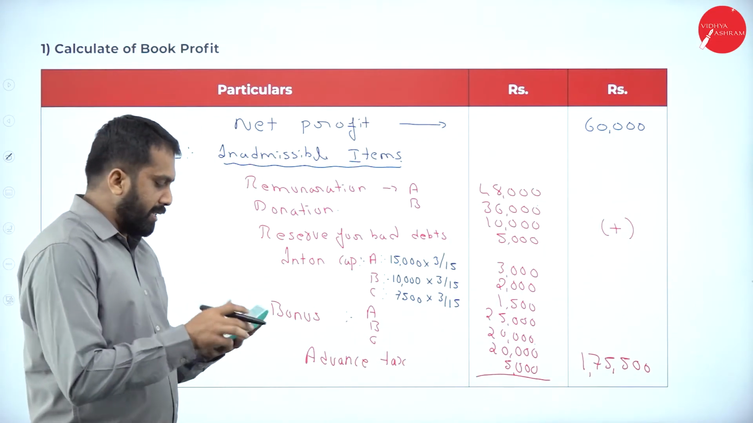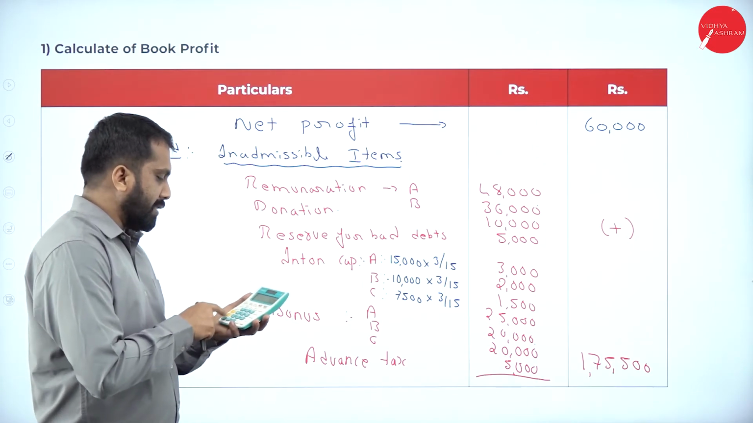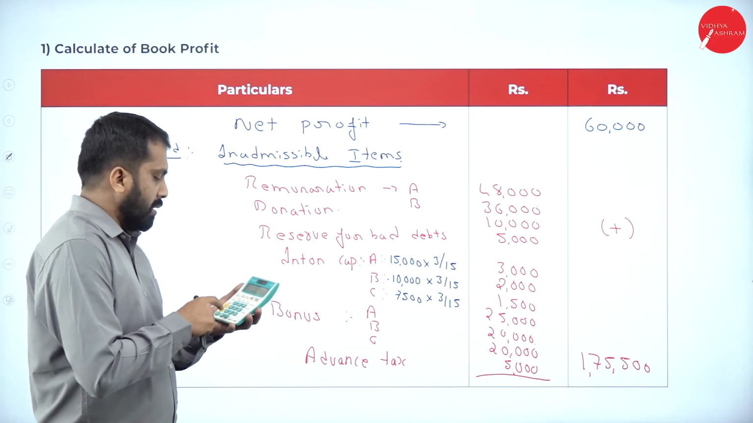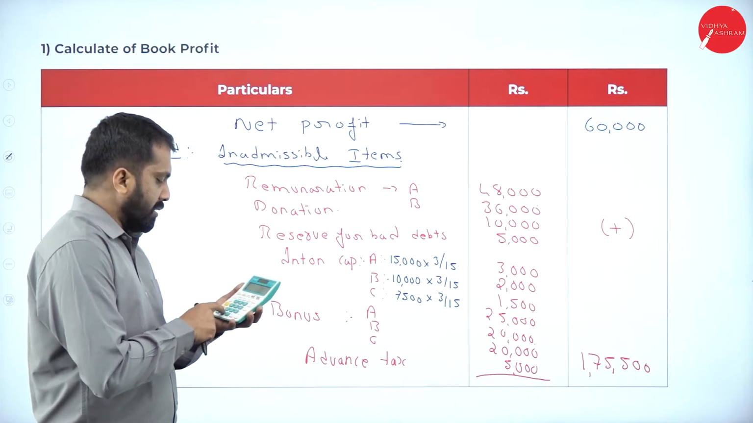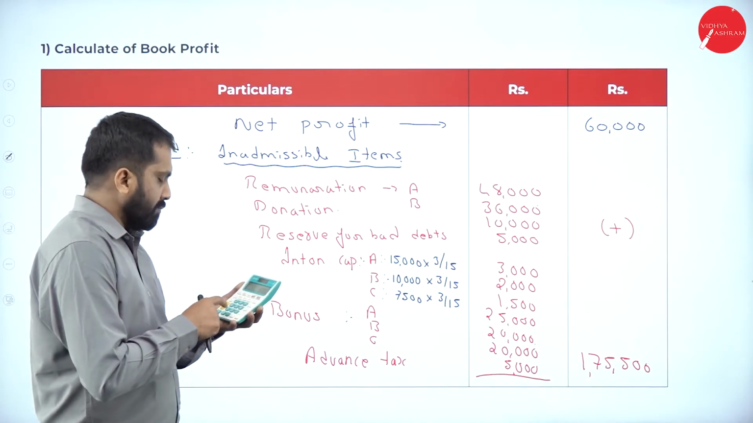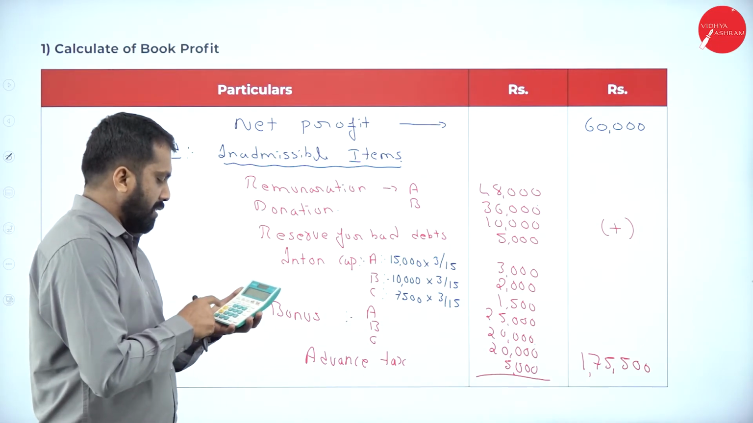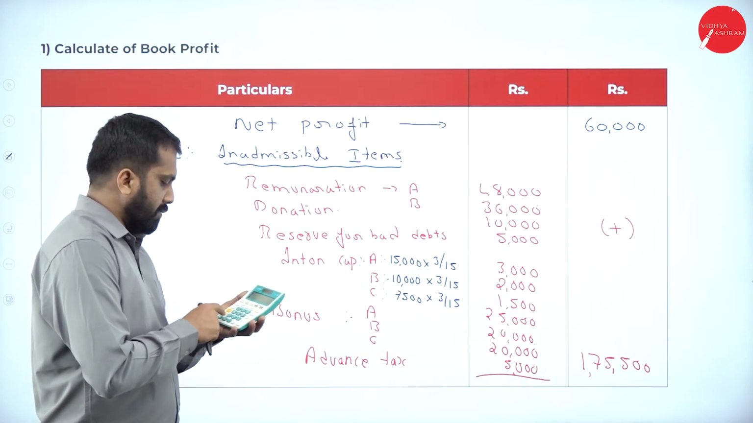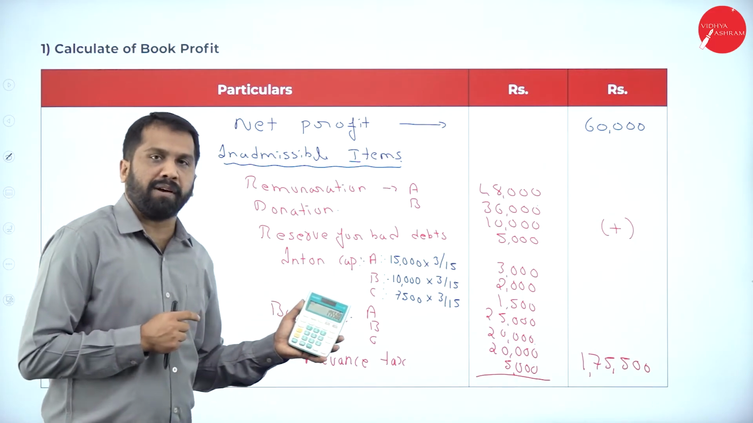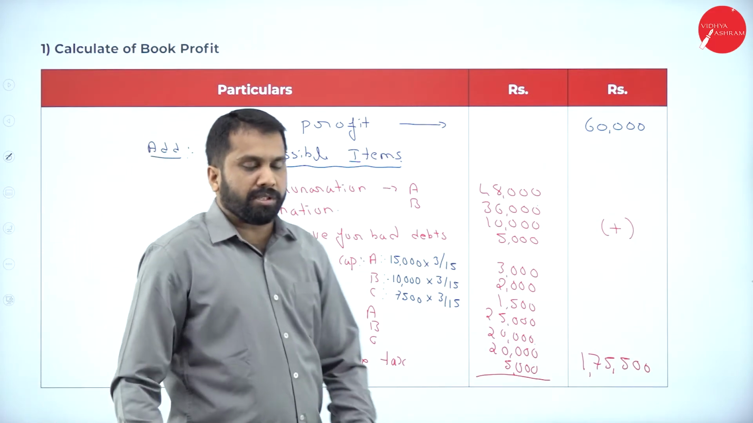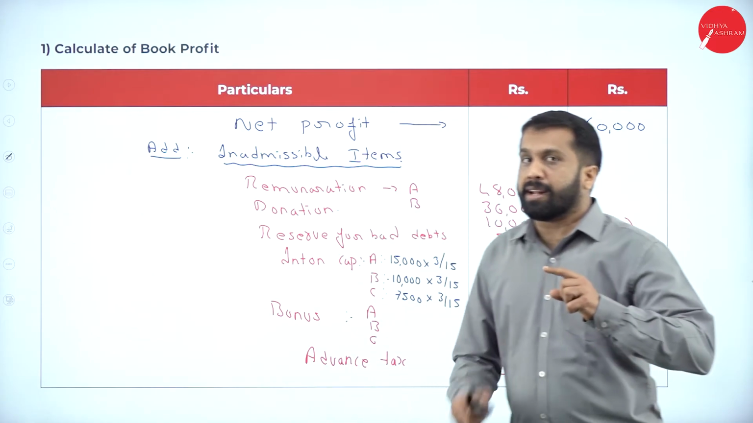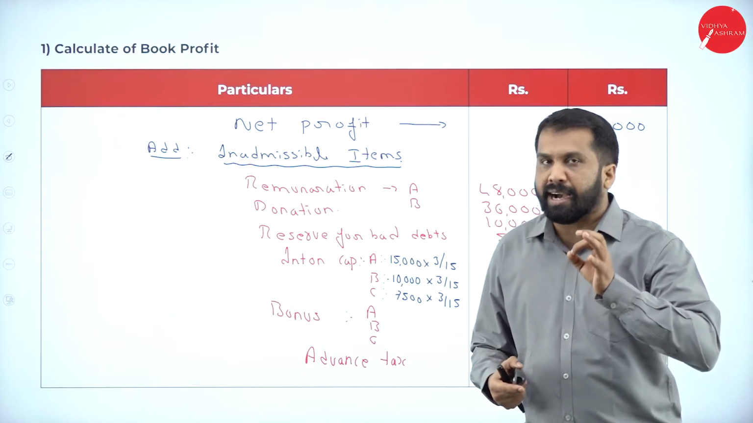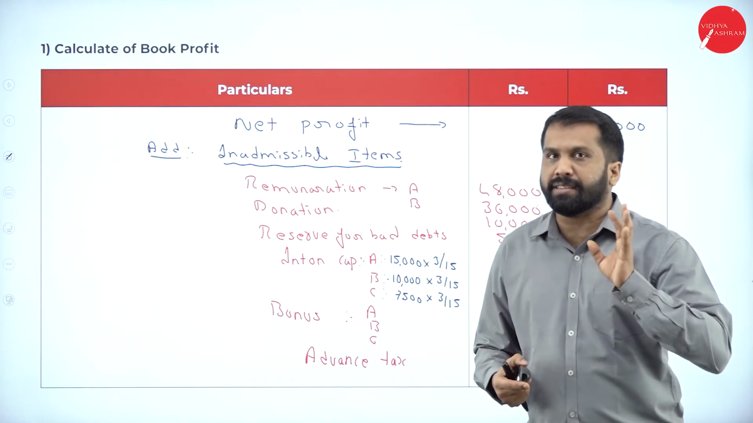So total of this, I'll check it once again. 48,000 plus 36,000 plus 10,000, 5,000, 3,000, 2,000, 1,500, 25,000, 20,000, 20,000, 5,000. So I got 1,75,500, it is proper. Now, all the inadmissible items you have added. Now what are we supposed to do? We are supposed to subtract admissible items or other head income.